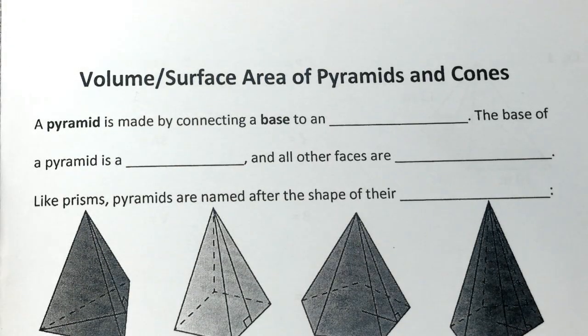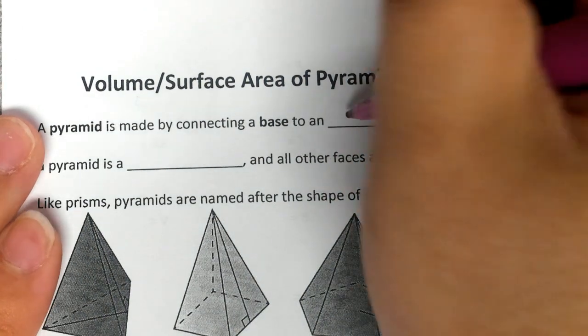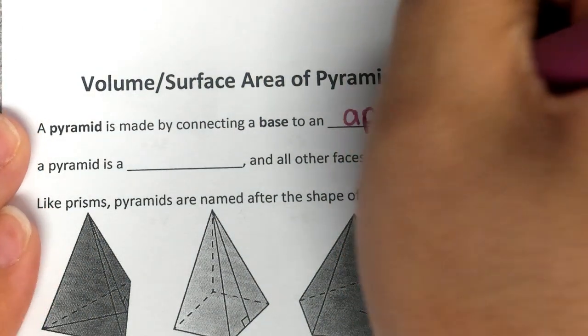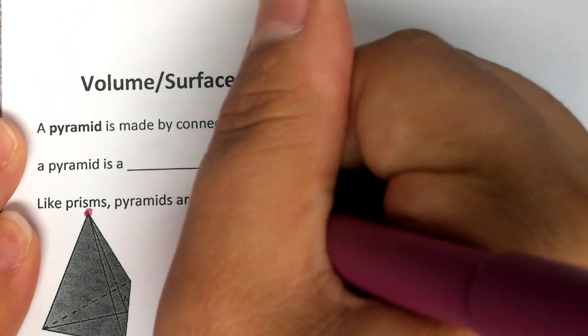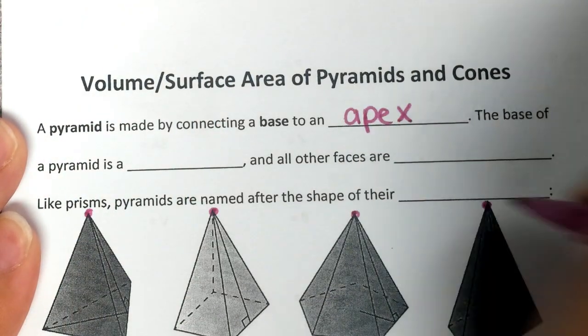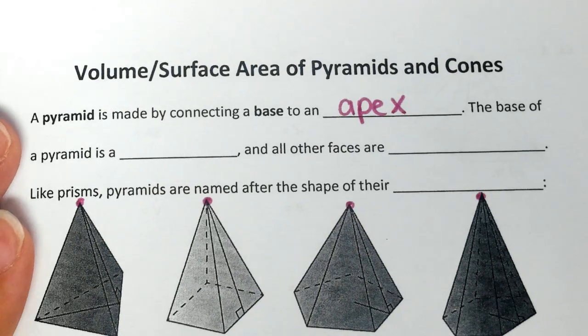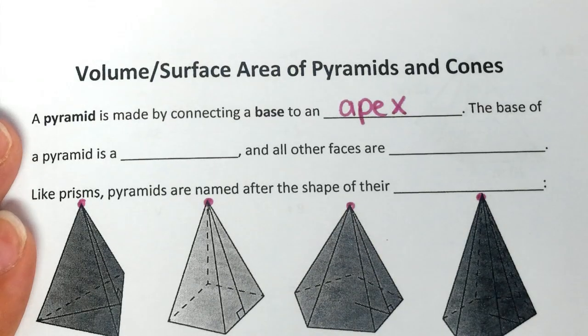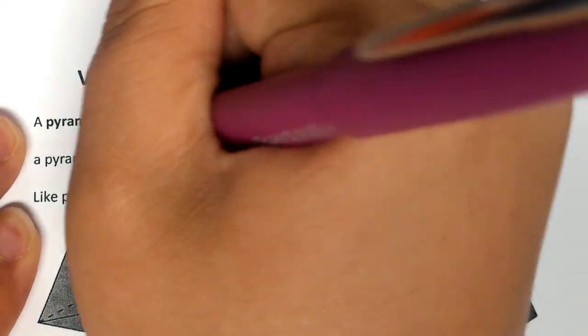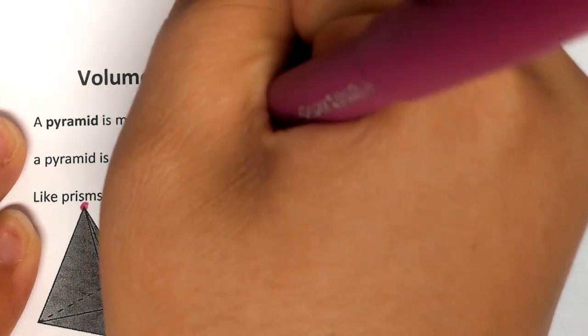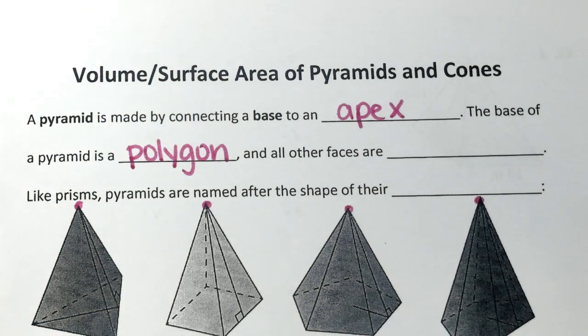So, a pyramid is made by connecting a base to an apex. The apex is the point at the top of the pyramid. Everybody say apex. Okay? The base of a pyramid is a polygon. Triangle? It's not always a triangle. It can be a square. It's a polygon. So the base is any shape with 3 or more sides, straight lines.